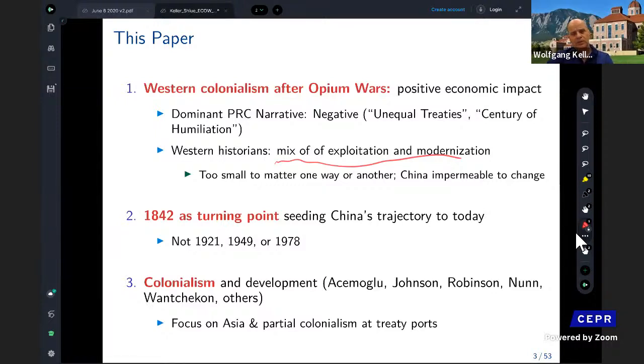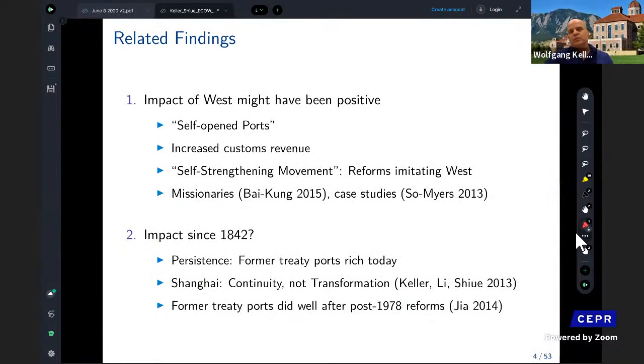There's a famous statement by Rhodes Murphy. He says that these treaty ports were like a fly on an elephant, annoying, but can't really change the whole thing. And this is where we are trying to make a contribution. And we're going to actually find that there was a positive impact on the Chinese economy.